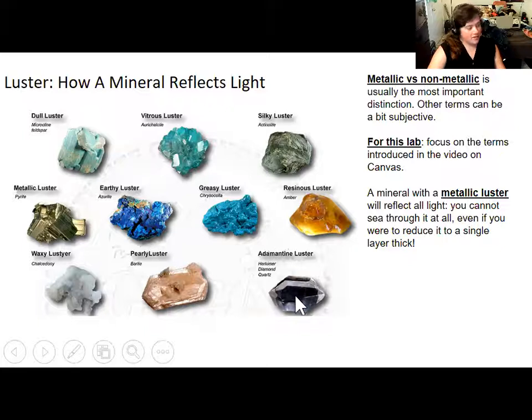And adamantine luster is kind of just a specific version of vitreous luster. Quartz is kind of glassy, diamonds are glassy. A lot of minerals we study are kind of glassy. You also have some minerals that are silky, some that are more greasy, like chrysocolla, which is a copper mineral. Earthy, like azurite, which we just saw earlier. Some minerals are more pearly. Some are even kind of waxy.